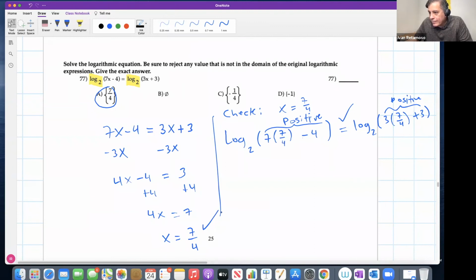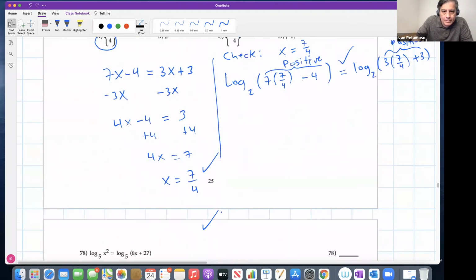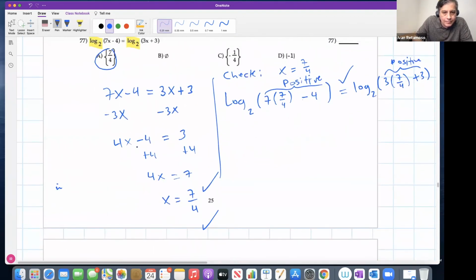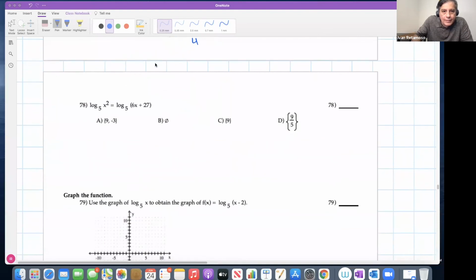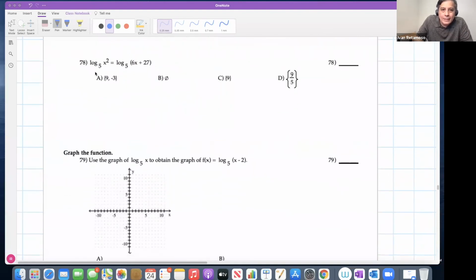Let's move on. Let's look at other examples here. This one perhaps, but it's the same idea. You drop these two, you make this equal, you get the solution, you check, so similar.